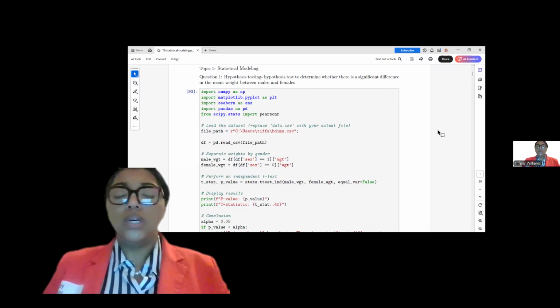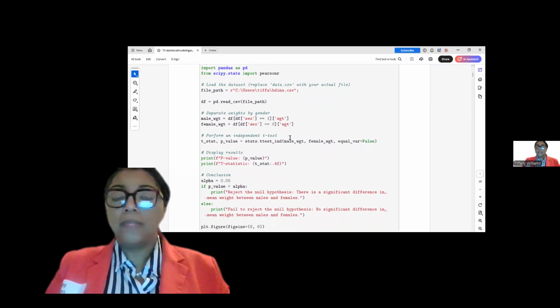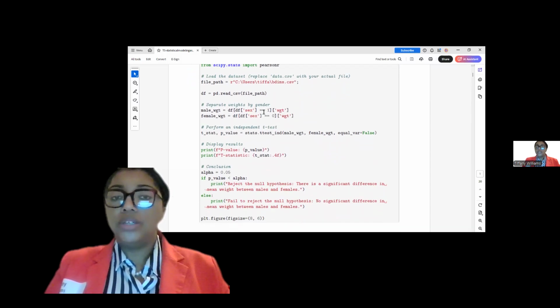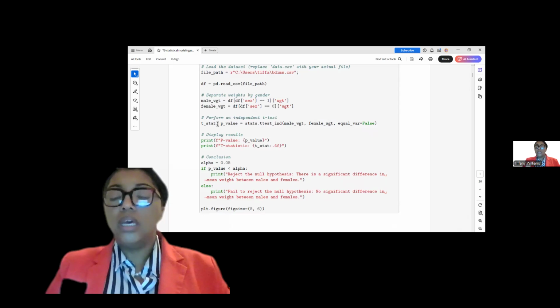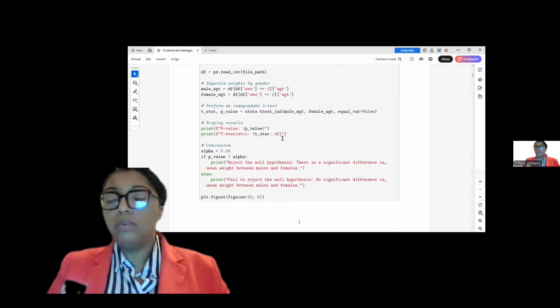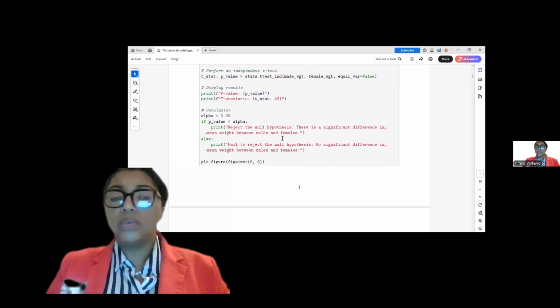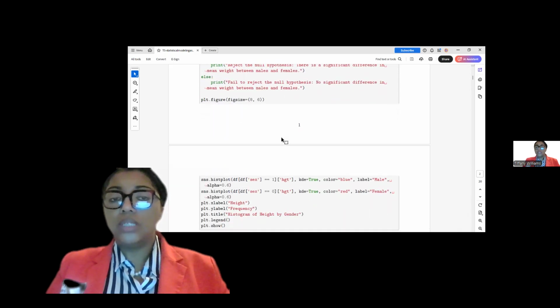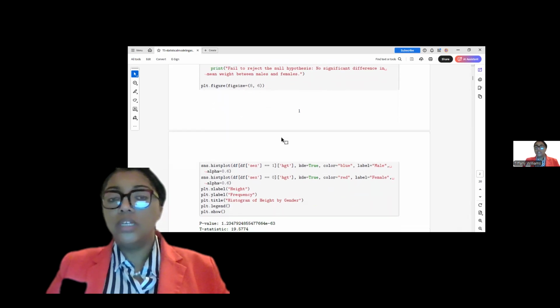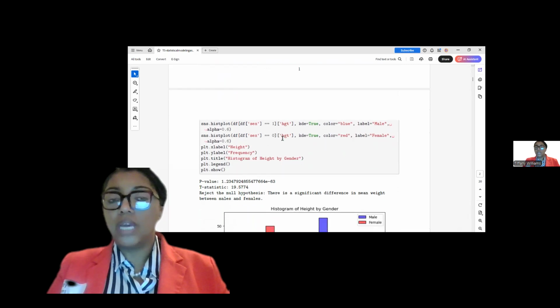females. So as you can see, I loaded that data in, designated genders, male and female. I'll be using a t-test to test the hypothesis that there is no significant difference in mean weight between males and females. And as we calculate that, we'll also see a histogram to show if there's any significant difference or not.